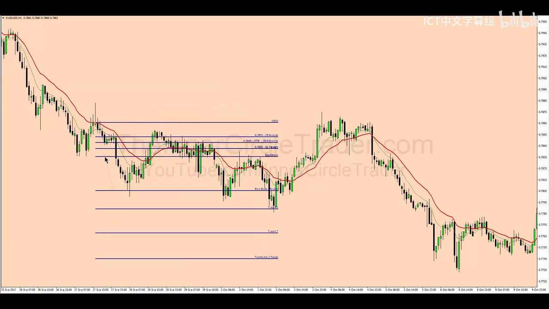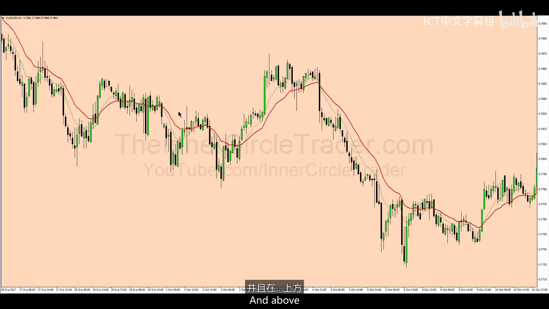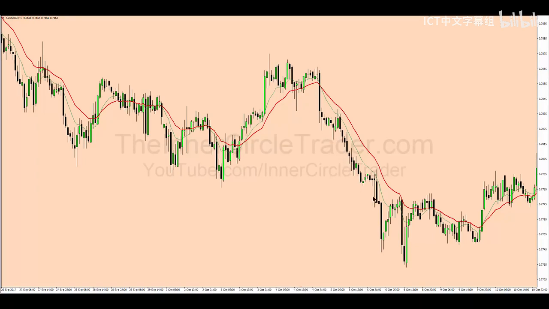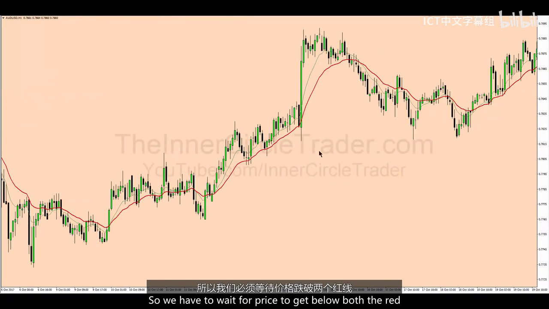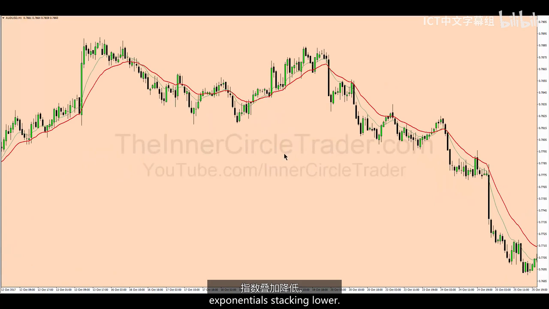Here's another scenario. Okay, nope, can't do it. We're above the red line. And we're above the red line in here, can't do that. Now we're above it for a long period of time, so we can't do anything until we get back below it. It does here, price stays below it. We climb back above it. Again, we're in a sell scenario, so we have to wait for price to get below both the red line and see the 10 and 20 period exponentials stacking lower.